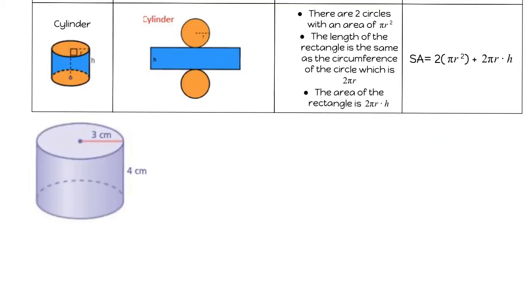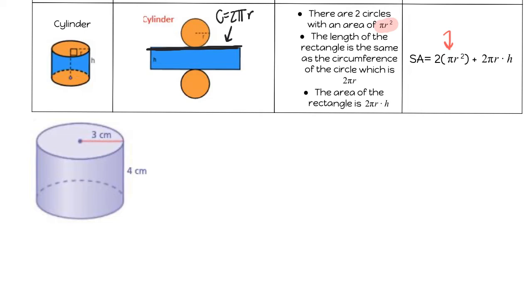Here we have a cylinder. Its net is made up of 2 circles and 1 rectangle in the middle. The area for a circle is pi times the radius squared, and I have 2 of those. So I have 2 of the pi times the radius squared. Then I have 1 rectangle in the middle. And its length here is the same as the circumference of a circle. And the circumference of a circle is 2 times pi times the radius.